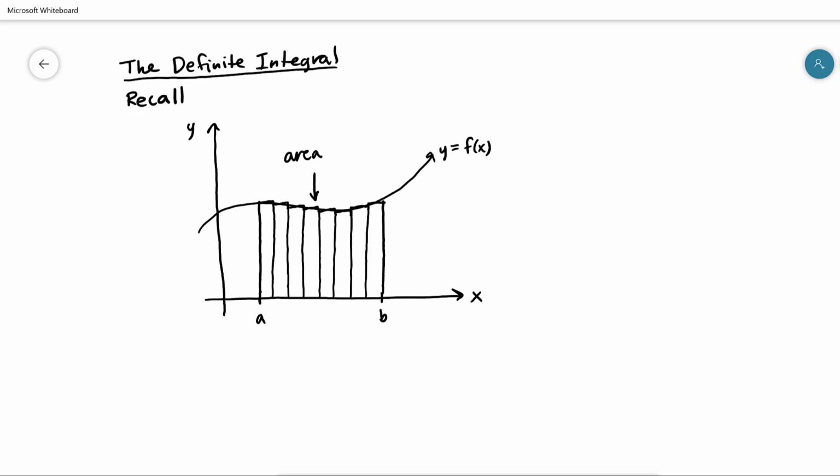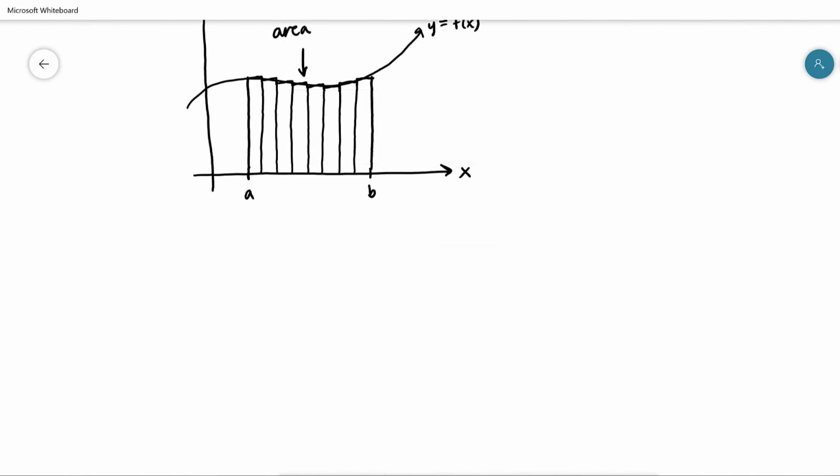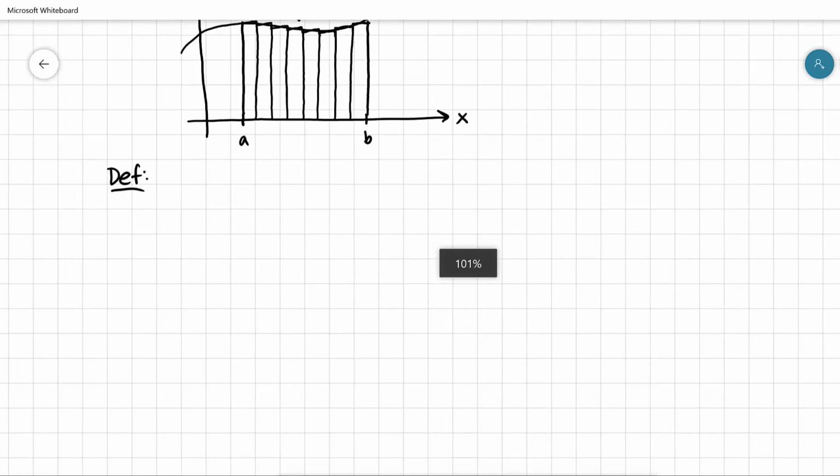I'm going to define the definite integral in the context of this particular example. So let's start with the definition, and we'll come back and reference this picture a bunch. Okay, so let me give you the definition, and this definition is a bit of a bear. It's really long. A lot of parts going into it.